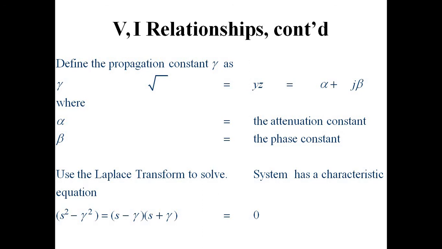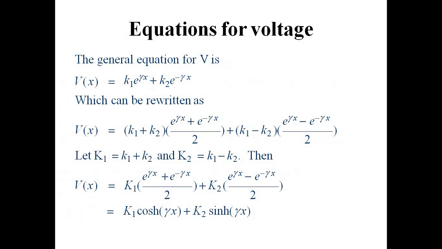Define the propagation constant γ, where γ = √(ZY) = α + jβ, where α is the attenuation constant and β is the phase constant. Use the Laplace transform to solve the system, which has the characteristic equation s² - γ² = (s - γ)(s + γ) = 0.